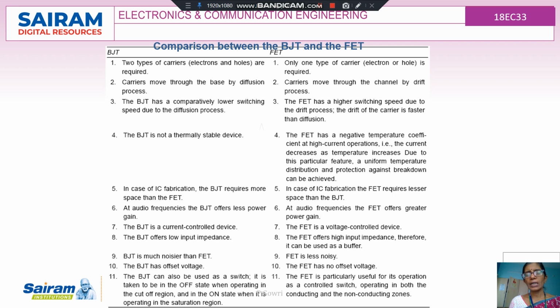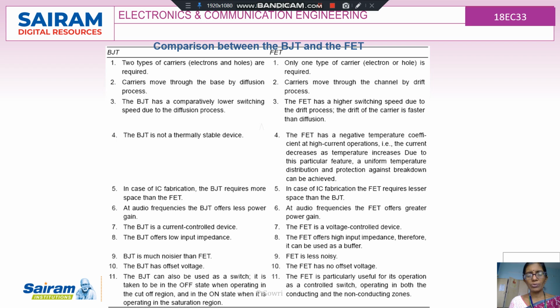The BJT is a current controlled device, that is, the output current is controlled by the input current IB. Here, the FET is a voltage controlled device. BJT works with the emitter to base junction forward biased, hence the input impedance is low, whereas FET always operates with the gate reverse biased, so the input impedance is very high. Therefore, it can be used as a buffer. Also, BJT is much noisier than FET and it has an offset voltage.